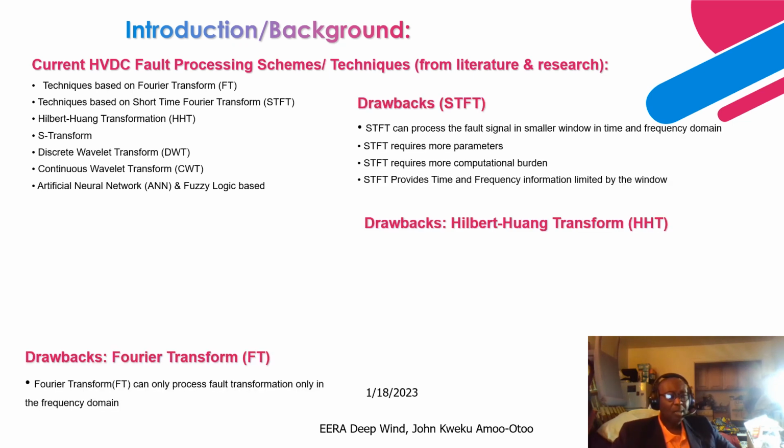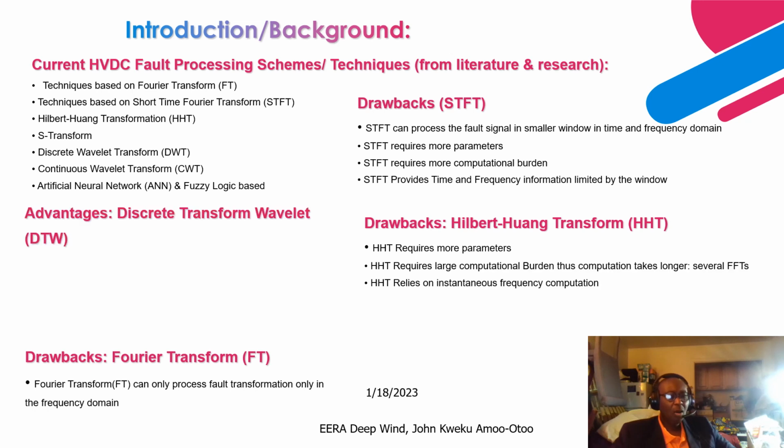Next, let's talk about the drawbacks of the Fourier transform. The Fourier transform can only process fault information in the frequency domain. It lacks the ability to process the fault in the time domain, and the capability to process the fault in both the frequency and time domain is very crucial to correctly identify DC fault current.